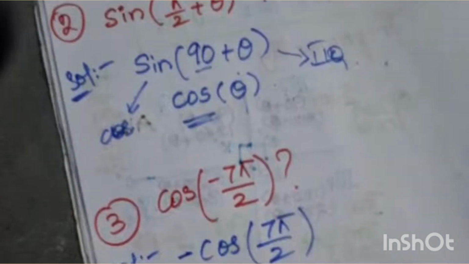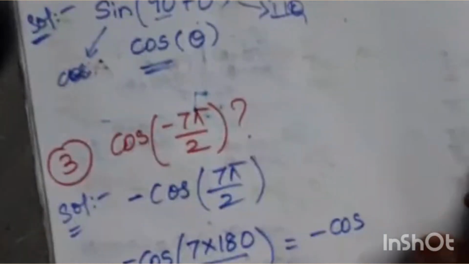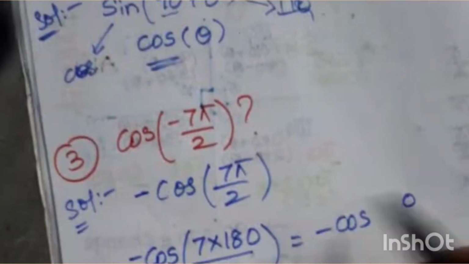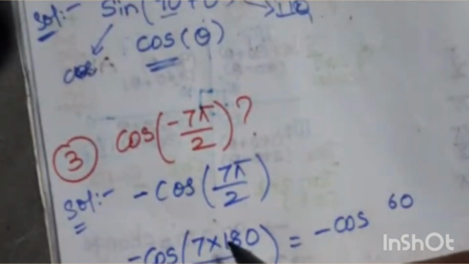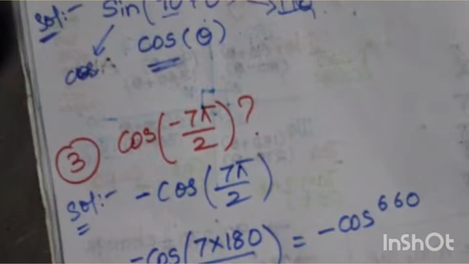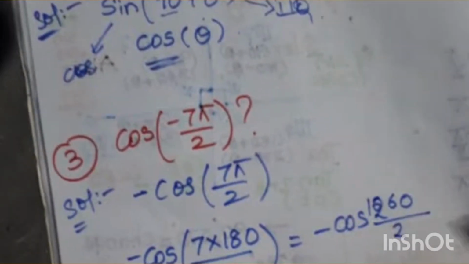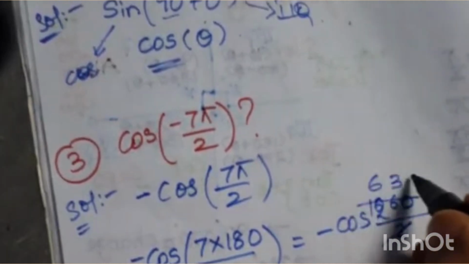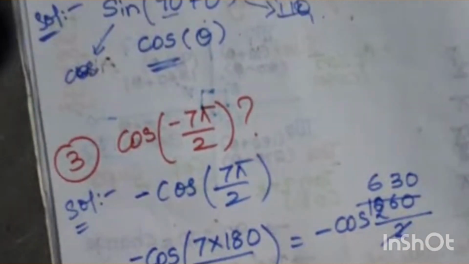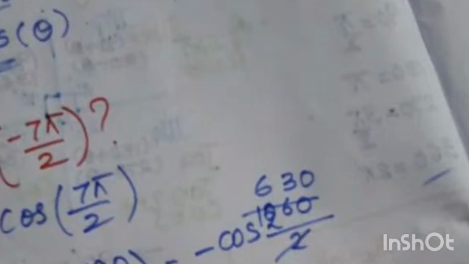Okay children, so how much is 7 into 180? 7 8s are 56, 7 1s are 7... how much? 1260. Sorry, 7 into 180 is 1260. Then 1260 by 2 is 630. So that is minus cos 630 degrees. Minus cos 630 degrees we can again simplify.